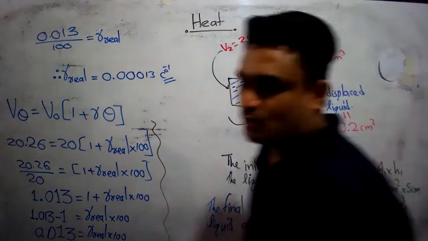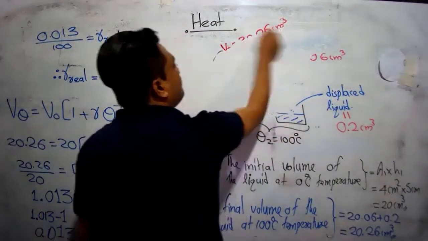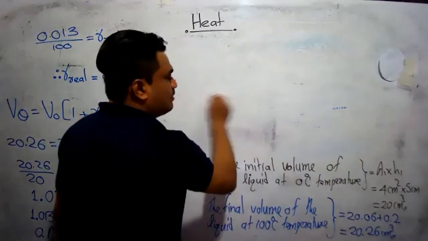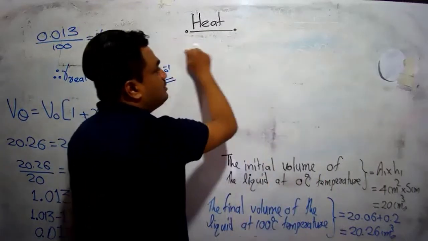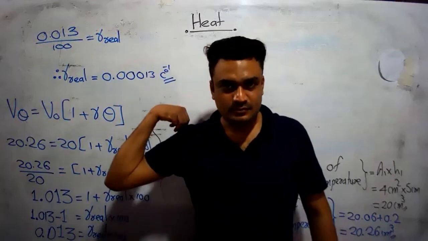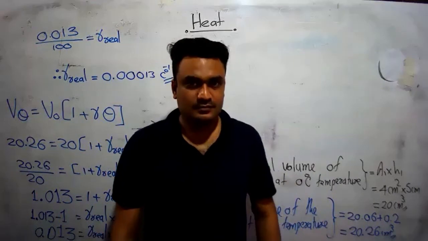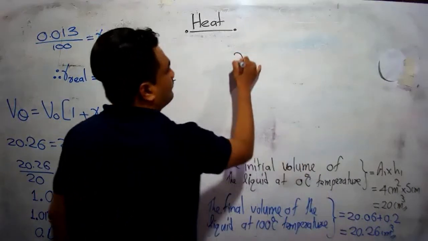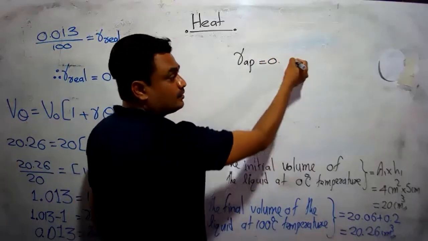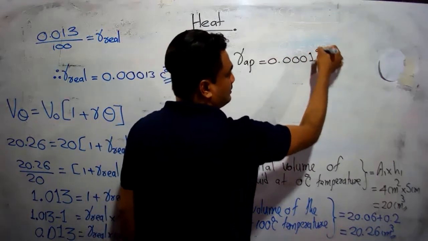Right. I'm going to show you something. Look at the board. Somebody unmute the mic and tell me the value of gamma apparent here. Somebody in the class. What is the value of gamma apparent? It is 0.0001, sir. How many zeros, dear? 3 zeros, sir. 1, 2, 3 zeros, then 1. Am I right? Yes, sir.